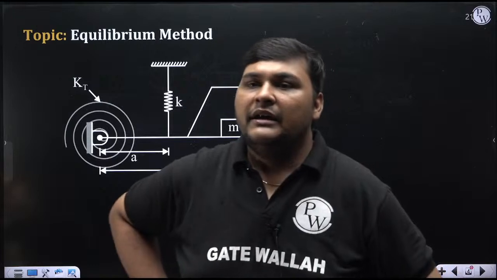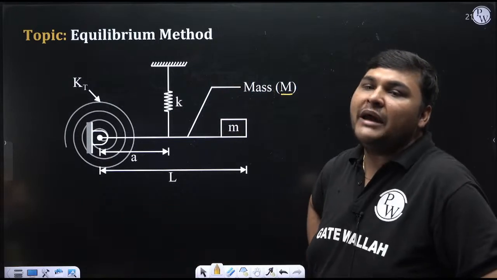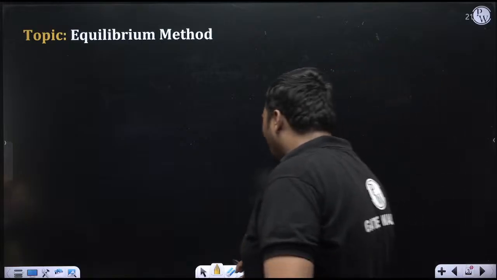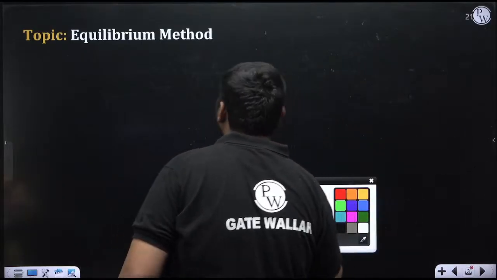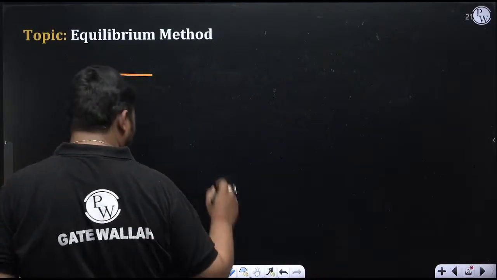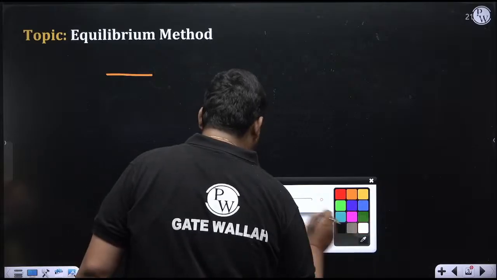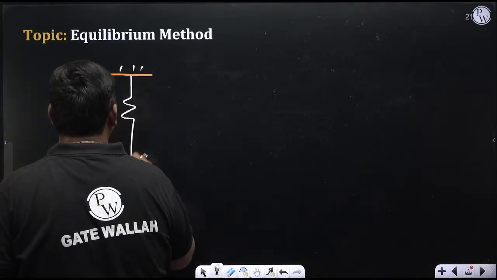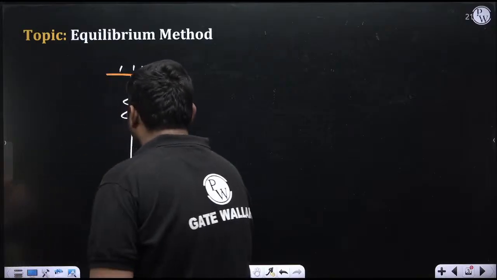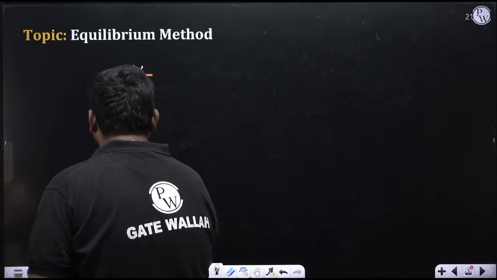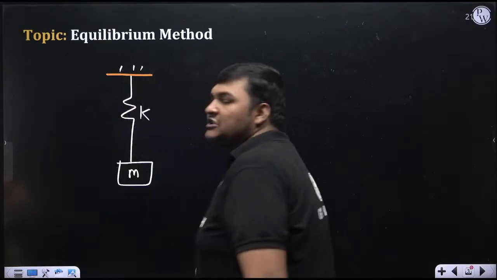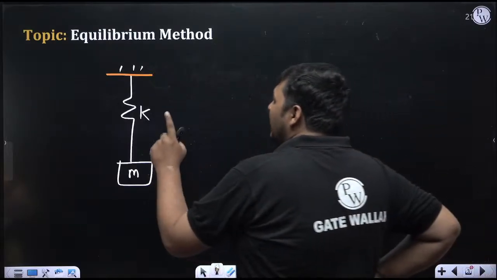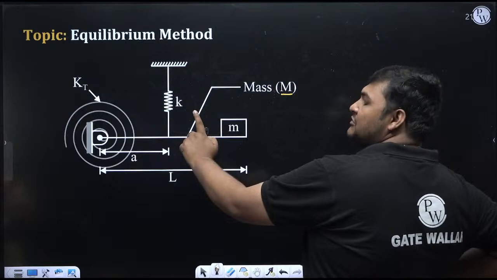Now see how we can solve the problem by the equilibrium method. For that, recall how we solved the simple spring mass system by the equilibrium method. To explain the concept, first I am taking this simple case. Just try to recall this case. This is a spring whose stiffness is K. The spring is massless, and below this spring we have attached a point mass M. It is a translation system, but through this system I will explain the rotational one also.